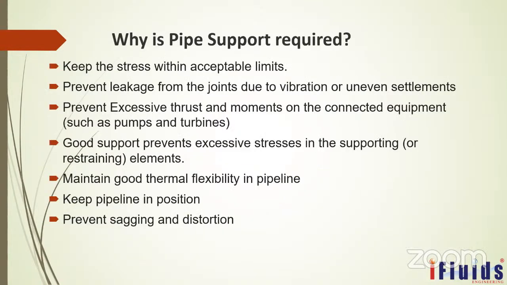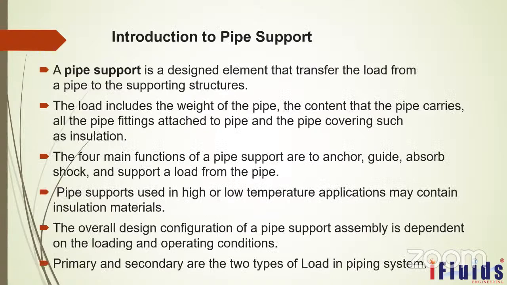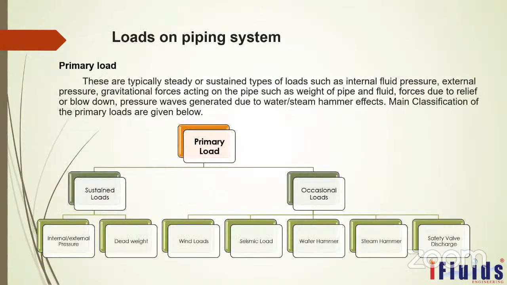As earlier we have seen, there are primary and secondary loads in the piping system. So first we are going to see the primary load. These are typically steady or constant sustained types of load, such as internal fluid pressure, external pressure, and gravitational force acting on the pipe, such as the weight of the pipe and the fluid, and forces due to the relief or blowdown pressure waves due to water hammering or steam hammering. These are all the primary loads. In that primary load, there will be 2 types of loads.